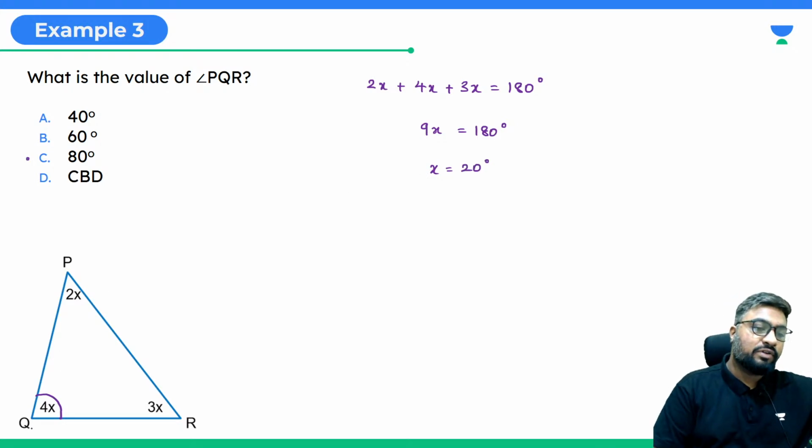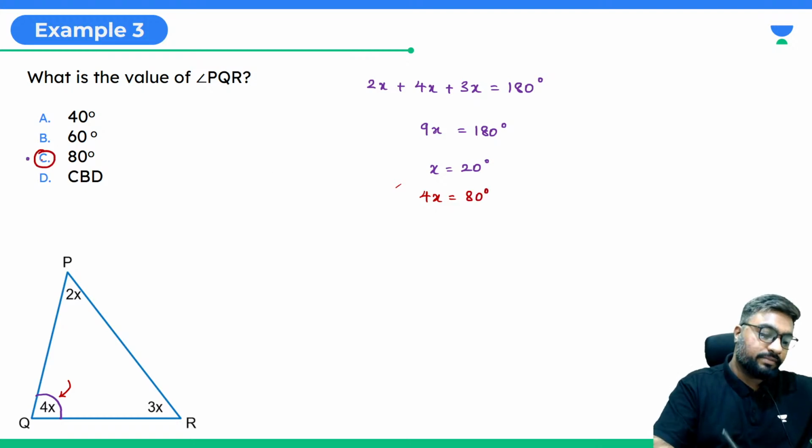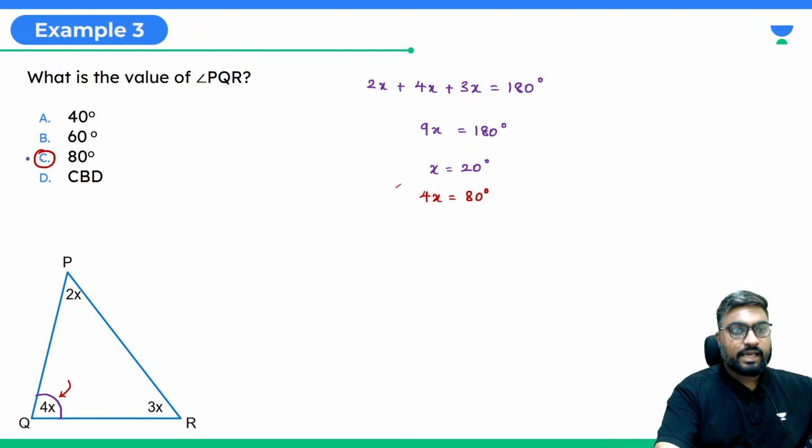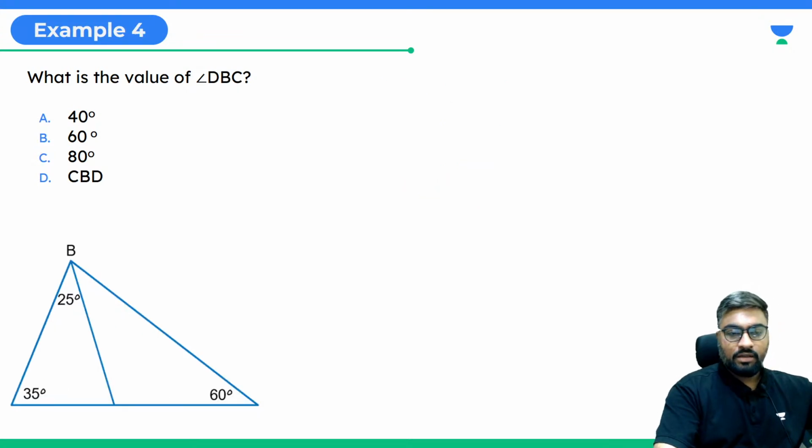But what do we have to find out? We have to find out 4x. Yes, angle PQR, 4x. So what is 4x? 80 degrees. Beautiful, guys. Superb. Done. Next. Try this one.